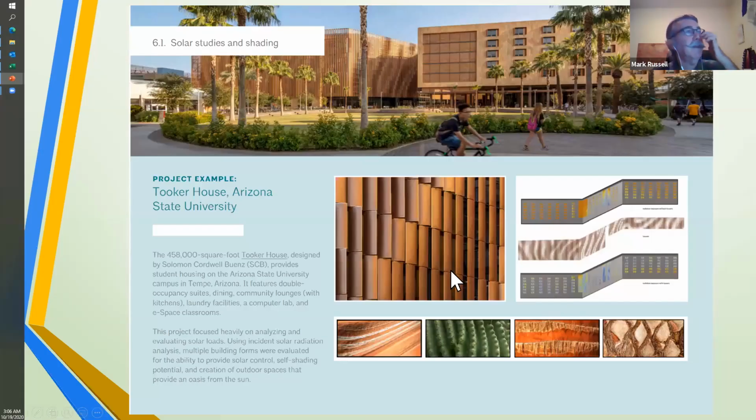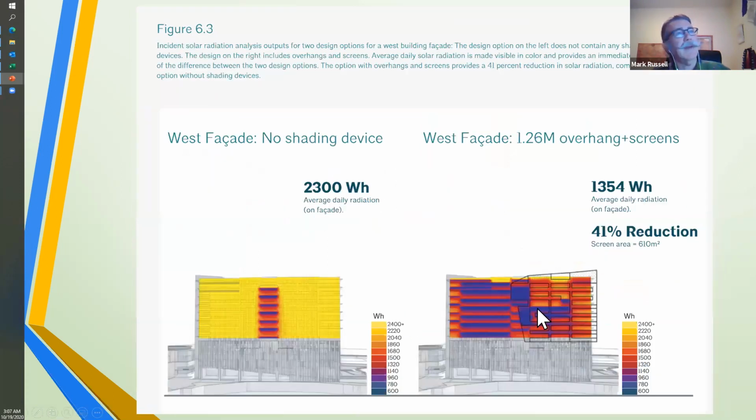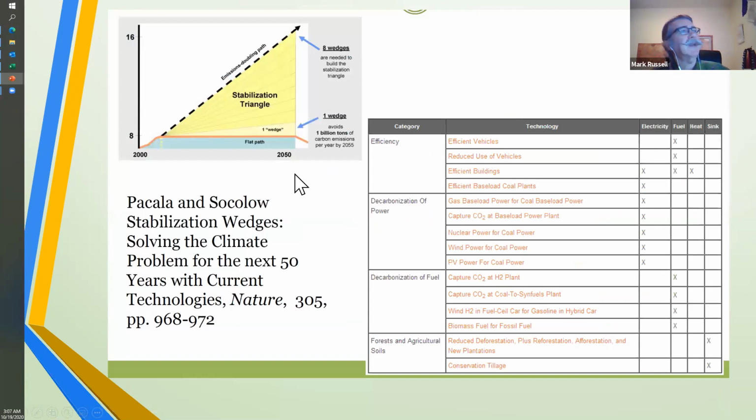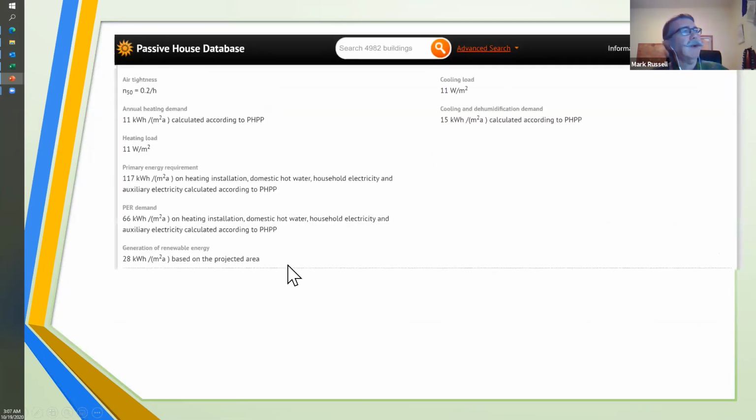This is a project in Arizona where they're talking about the finishes and materials and what a difference it made in maintenance of the building and also improving the energy performance of it. This is all the analysis they did on the design side and how they got a 41% reduction in the energy usage just based on picking appropriate facades for it. Stabilization wedges talks about all the benefits and efficient methods for that. This is a passive house in China, a similar climate, that was able to recognize benefits of that. I won't go into a lot on that.